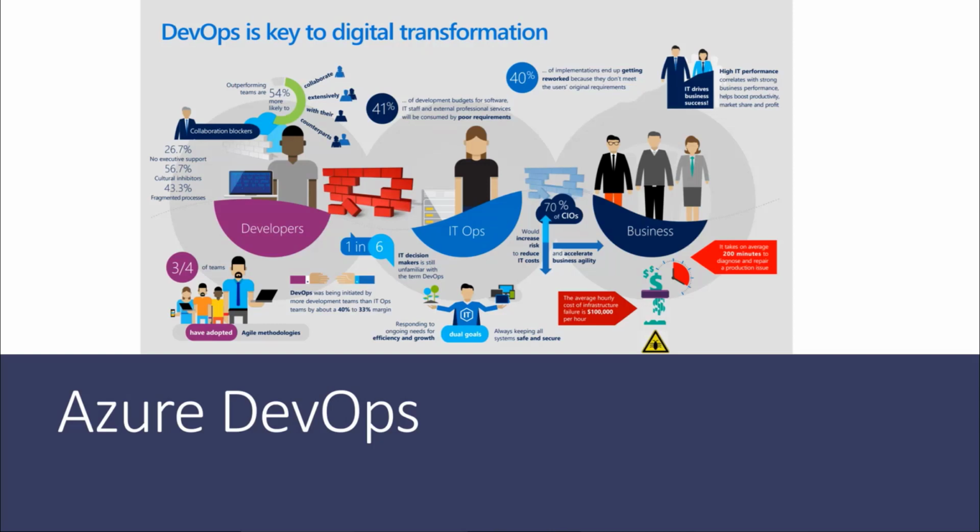Also, DevOps, Azure DevOps, but DevOps in general, is really the key to digital transformation. For example, when we create a product, when we create an environment, when we automate a business process, usually inside of a company we have three different types of people. We have the developers, we have the IT operations, and we have the business.